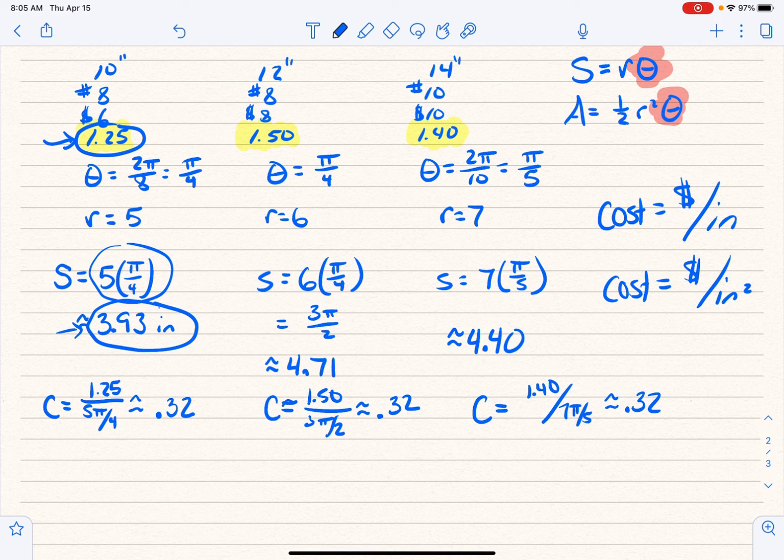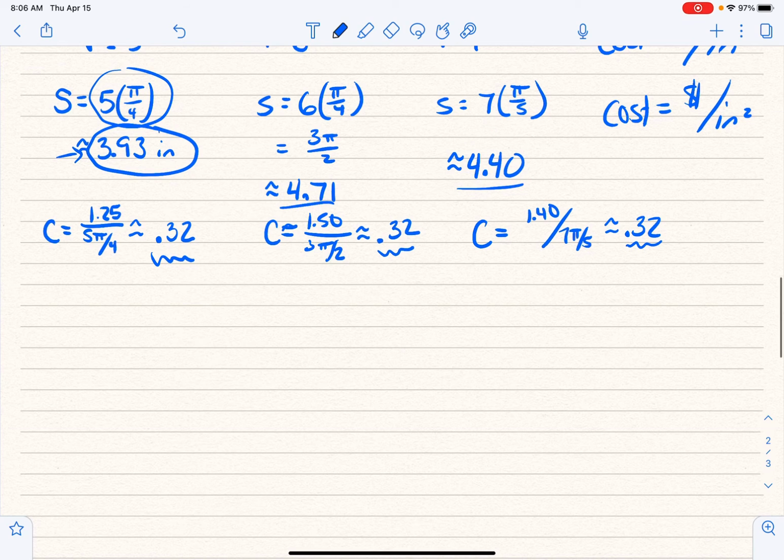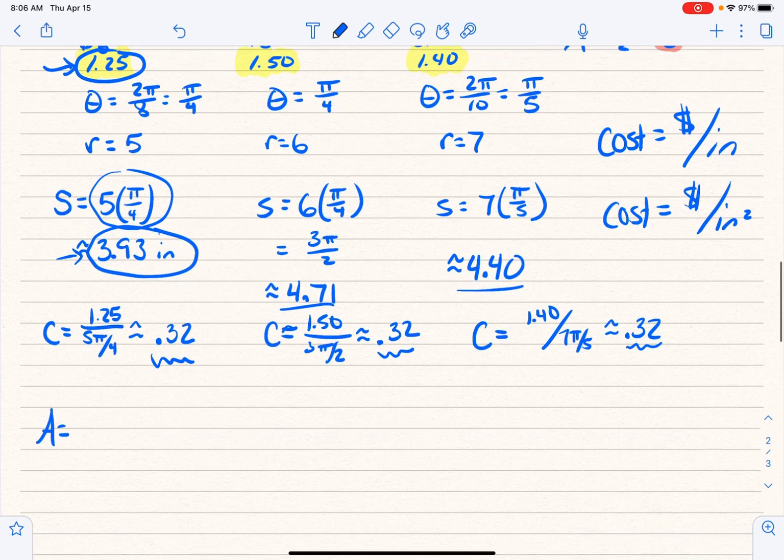That this just happened to work out the way we were talking about, that we got the exact same price. And when you did this problem, you might have thought, surely I must have done something wrong, but you didn't. They all had different length crusts, but their crusts were proportional to the price of the pizza. That's incredible. So they all cost the same for crust. Now let's find surface area. Surface area is going to be 1/2 radius squared times theta.